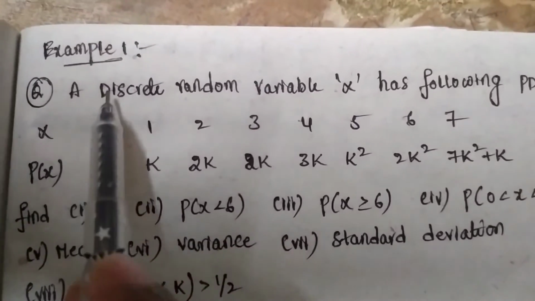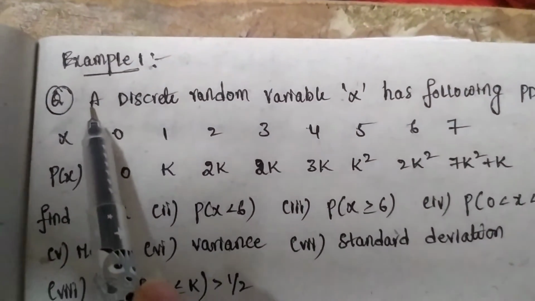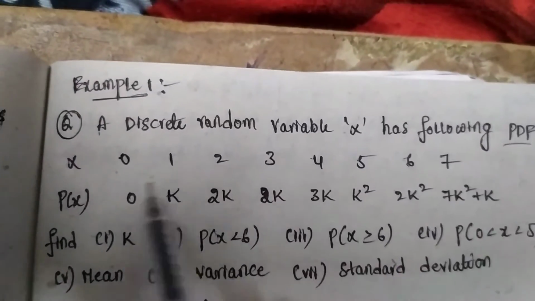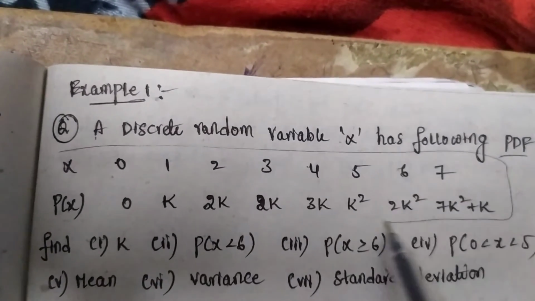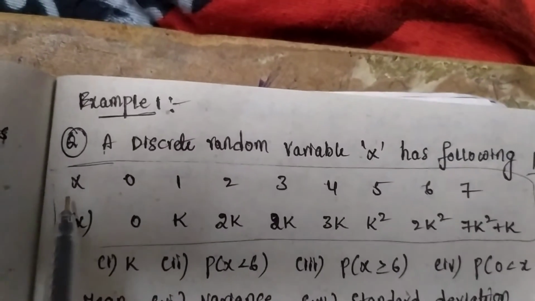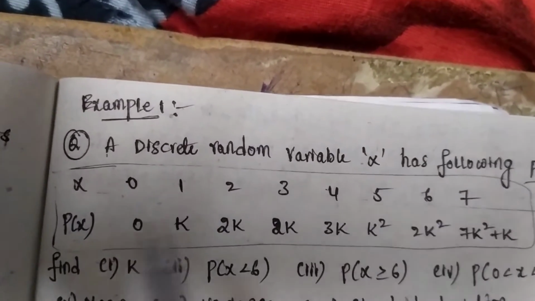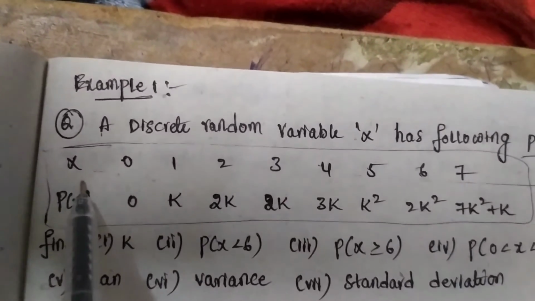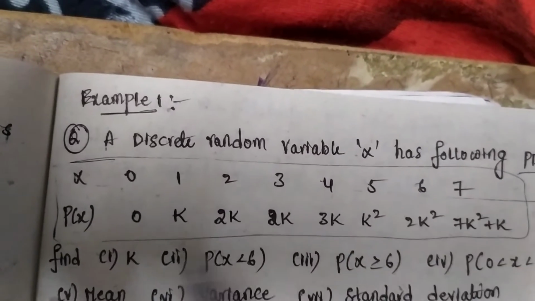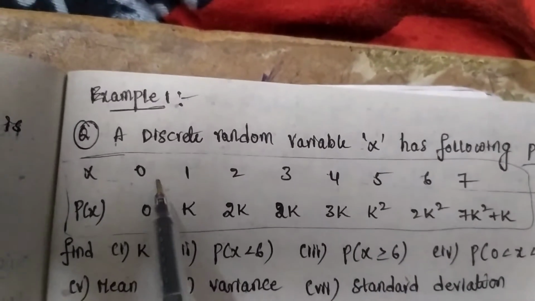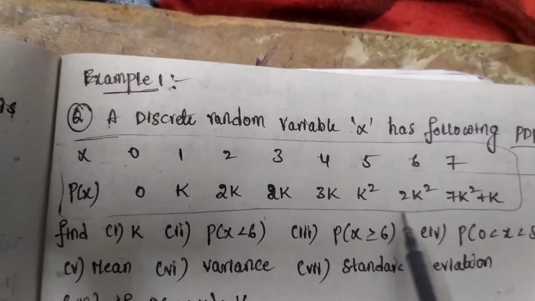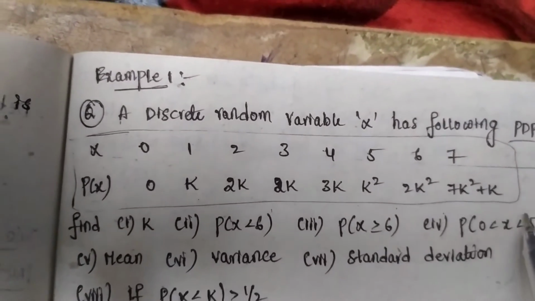Let us discuss an example problem. The problem states that a discrete random variable x has the following PDF. This is known as the probability density function. Here the probability density function is given as an x column and a p of x column. The x values are 0, 1, 2, 3, 4, 5, 6, 7 and the p of x values are 0, k, 2k, 2k, 3k, k square, 2k square, 7k square plus k.